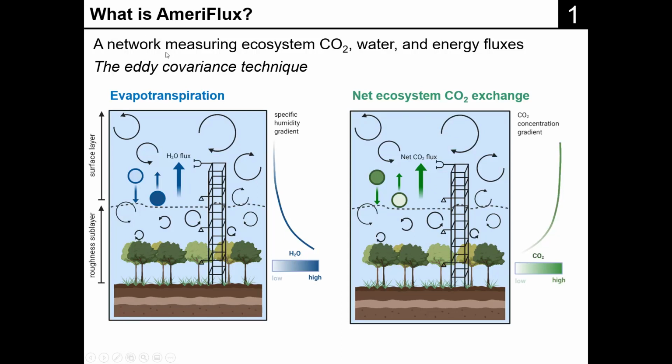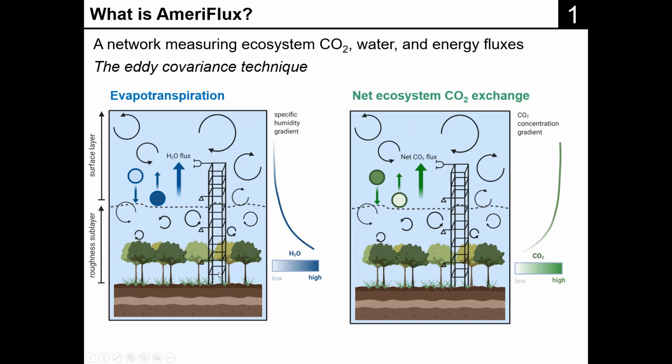So the Ameriflux network is a network of observation sites where we measure ecosystem CO2, water, and energy fluxes, and we're using the eddy covariance technique to measure turbulent fluxes. And here you see two conceptual diagrams of how we measure evapotranspiration, so the water vapor flux, and the net CO2 flux, which is the net ecosystem CO2 exchange.